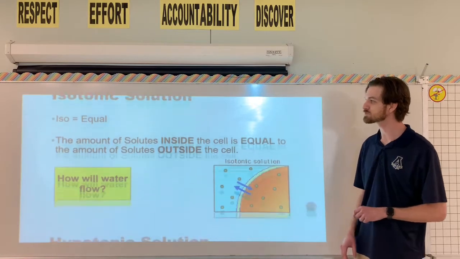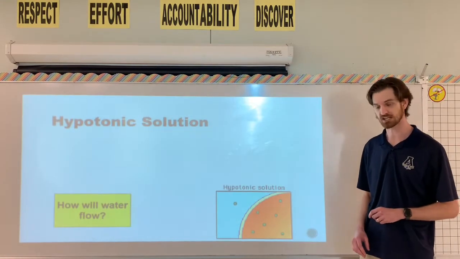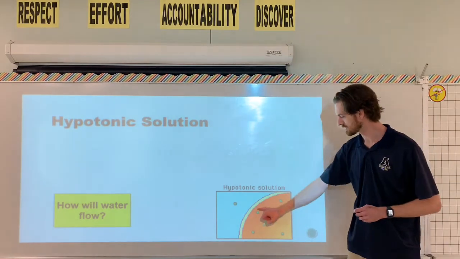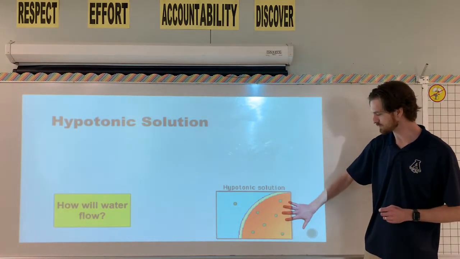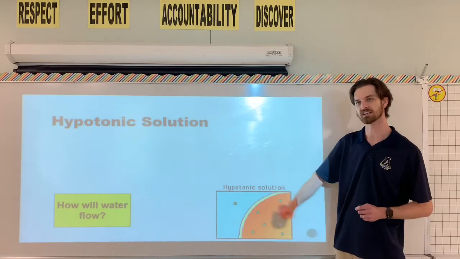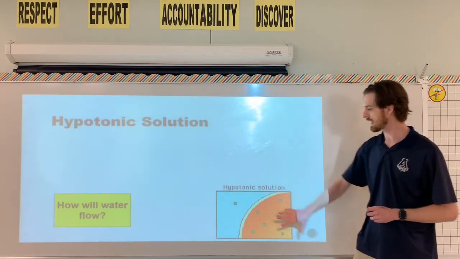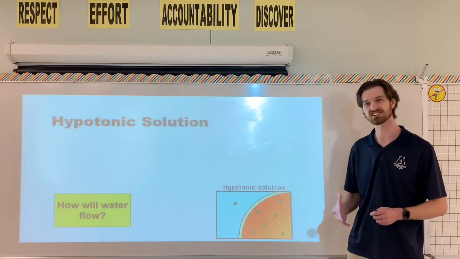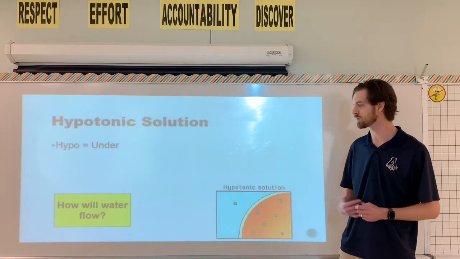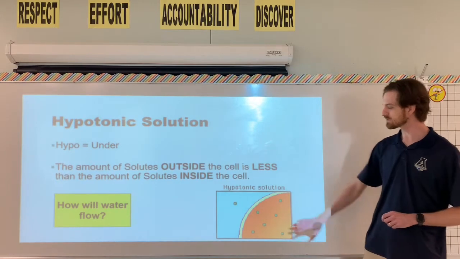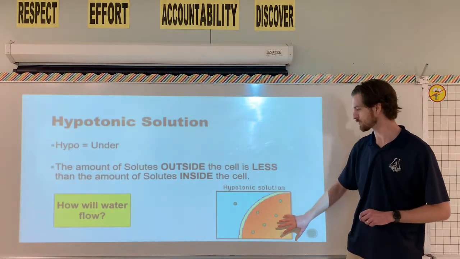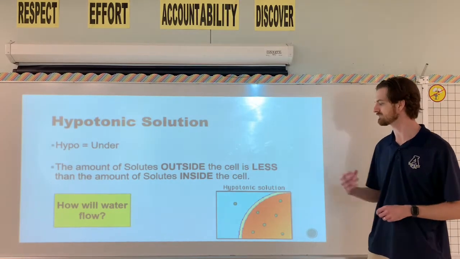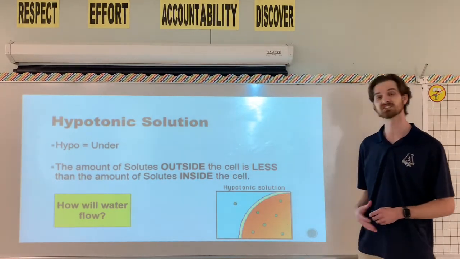All right, the next one we're going to talk about is hypotonic. Hypo is a little bit different. If you look at your particles, you have 6 particles still inside the cell, but only 1 on the outside. Okay, so outside has a lot less. Hypo means less or under. So in this situation, outside the cell, I have less solutes, or less salt, or sugar, or whatever the particle I'm dissolving in water. I have less of it outside the cell than inside.